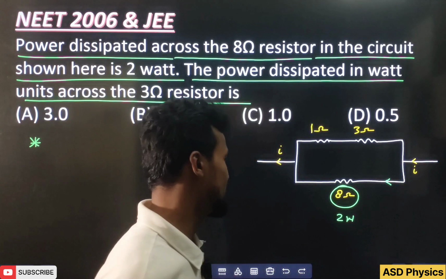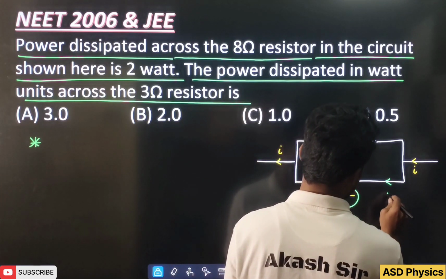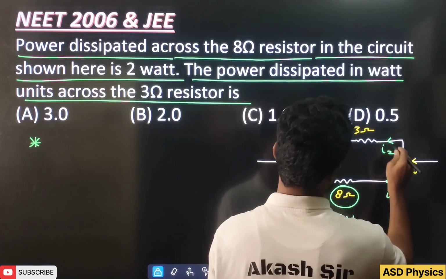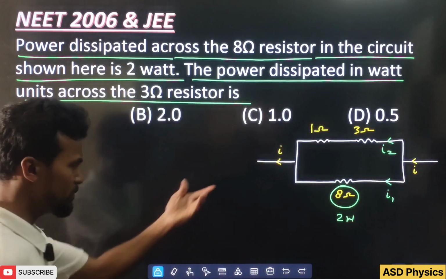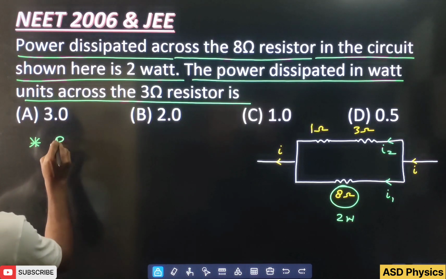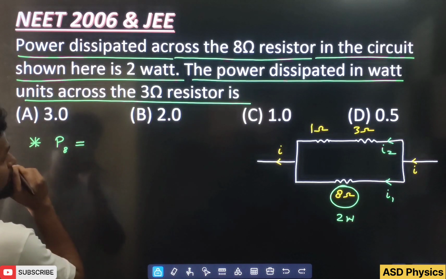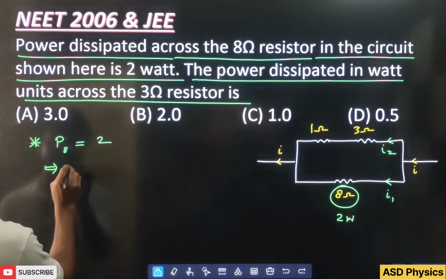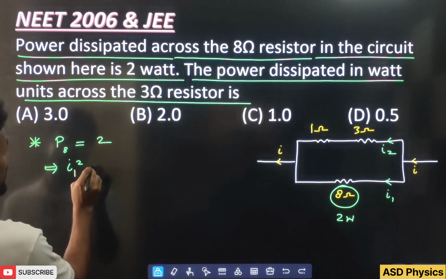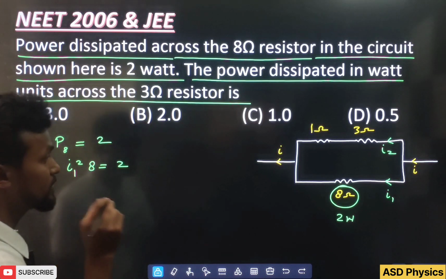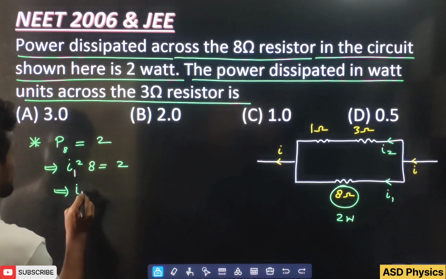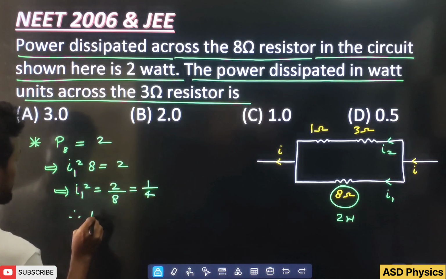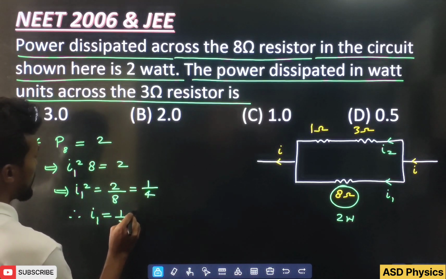First I will solve it in a very general method. Let's take I1 current going this side, and I2 will go this side. Even you can use the current divider theorem also. But first let's see all this. The power developed across the 8 ohm resistor is given as 2 watt. Power means I square R. So I1 square into 8 is 2, correct? That means I1 square is equal to 2 by 8, which means 1 by 4. So hence I1 is 1 by 2 ampere.